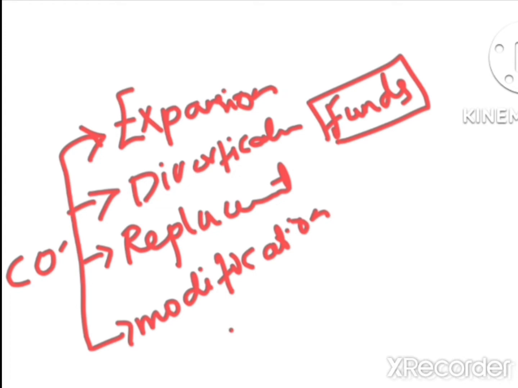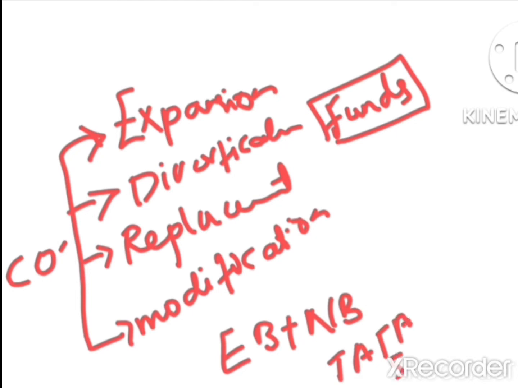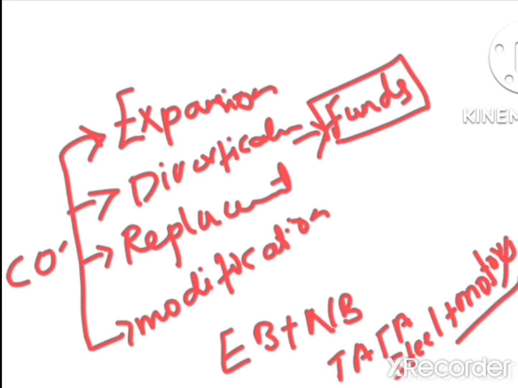Diversification of business refers to what? Existing business with a new business. That means you are running one business and along with that business you want to open a new business. For example, you have Tata Steel Company. Now you want to open Tata Motors Company. Tata Motors is a new business which you want to open. So to open a new business, what do you require? You require funds, right?